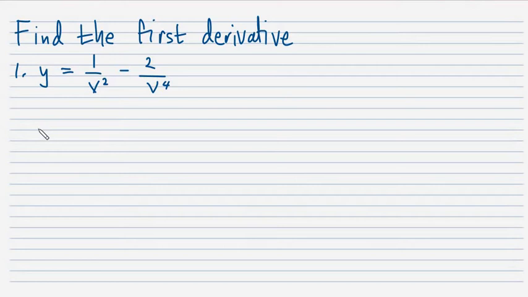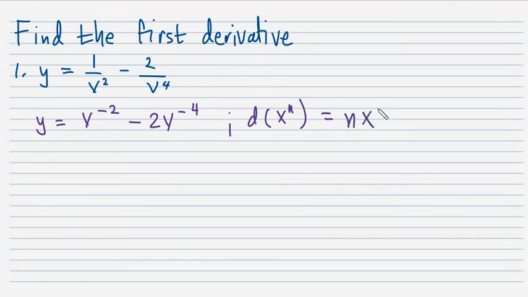To solve for that, I will first transform my given to v raised to negative 2 minus 2 times v raised to negative 4. I did that so that I could apply the formula for the derivative of x to the n, which is n x raised to n minus 1. If I apply that here, I will now get the derivative of y with respect to v.